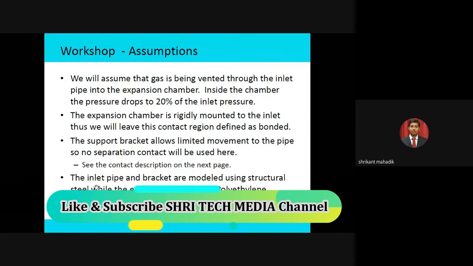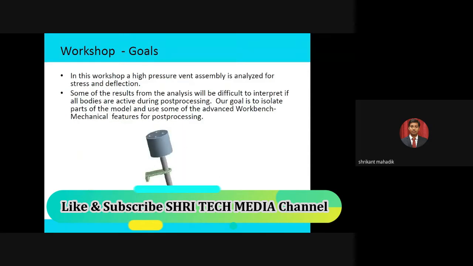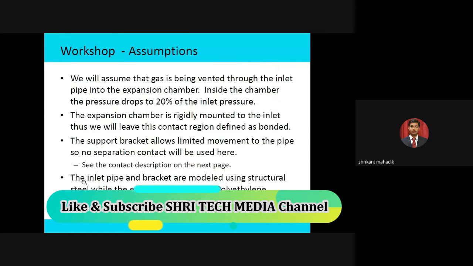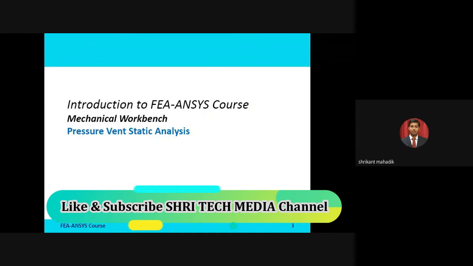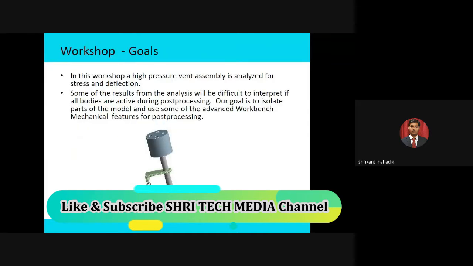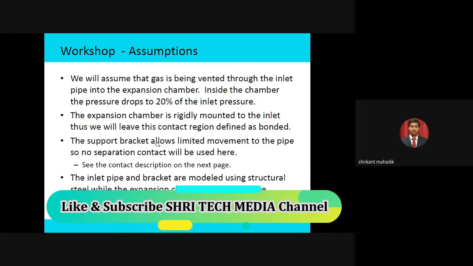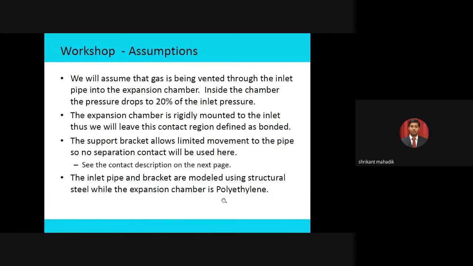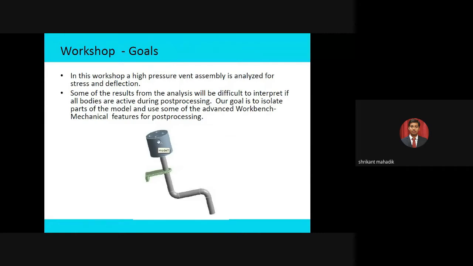Next, the inlet pipe and bracket are modeled using structural steel, while the expansion chamber is polyethylene. You can see that different materials are used for the different parts. This inlet pipe and this bracket are structural steel, and the material for this expansion chamber is polyethylene. So these are the different materials that can be taken for this system.